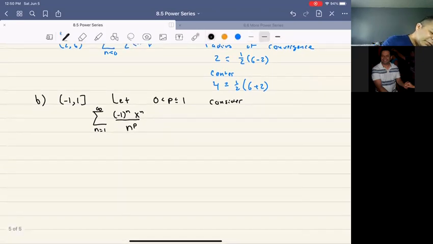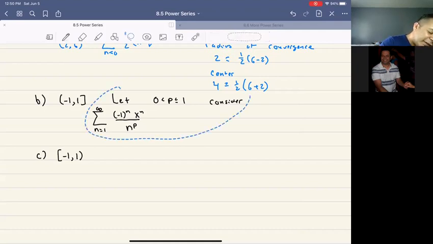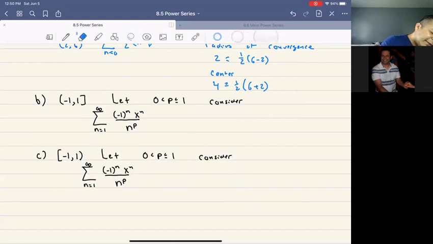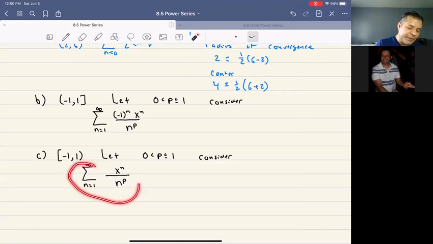All right, C. You're going to change it around a little bit. And here we're going to consider just x^n over n^p. We'll get alternating at -1, so that's where this will converge.